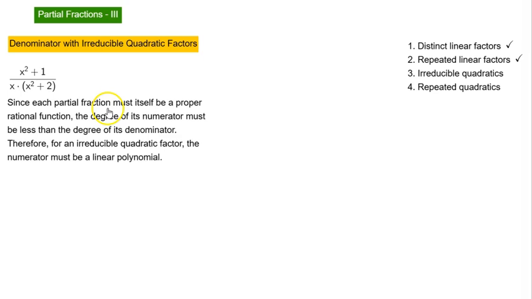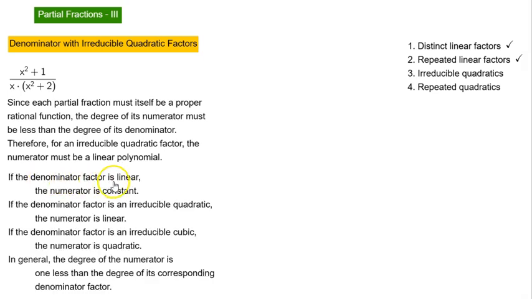Since each partial fraction must itself be a proper rational function, the degree of its numerator must be less than the degree of its denominator. Therefore, for an irreducible quadratic factor, the numerator must be a linear polynomial. So we take one less. Which means for a quadratic, it's a linear expression. If the denominator factor is linear, the numerator is constant.